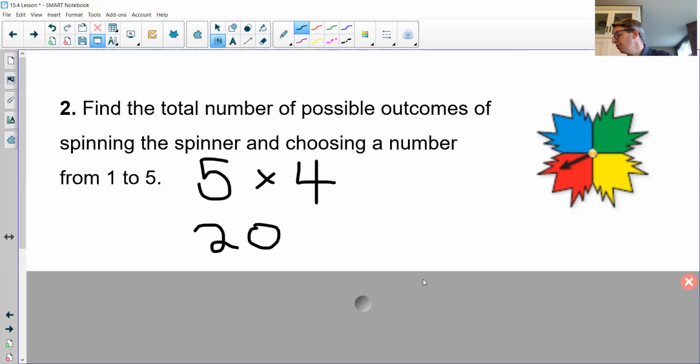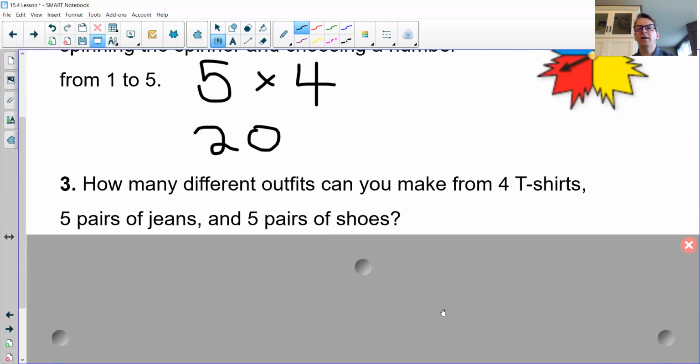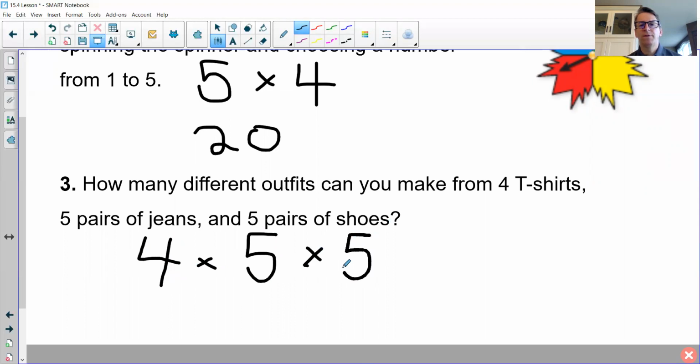Okay, on your own, number 3. How many different outfits can you make from 4 t-shirts, 5 pairs of jeans, and 5 pairs of shoes? Okay, so again, this is fairly simple. 4 shirts, we're using the counting principle, 5 jeans, and 5 shoes. Okay, so 4 times 5 is 20. 20 times 5 is 100 different outfits.